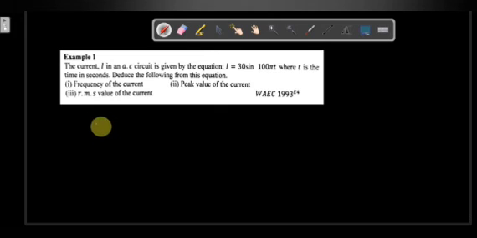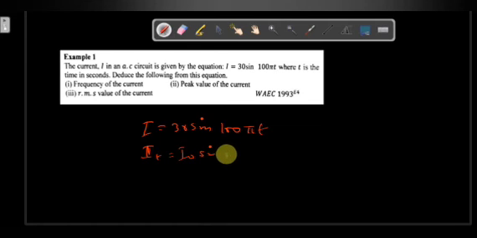So what we need to do, let's write this out. So I equals 30 sine 100 pi t. So you compare that to this. I of t equals I naught sine 2 pi ft. So you compare that. So when you compare that, this is the peak current. Okay, the first part is you should look for the frequency of the current.